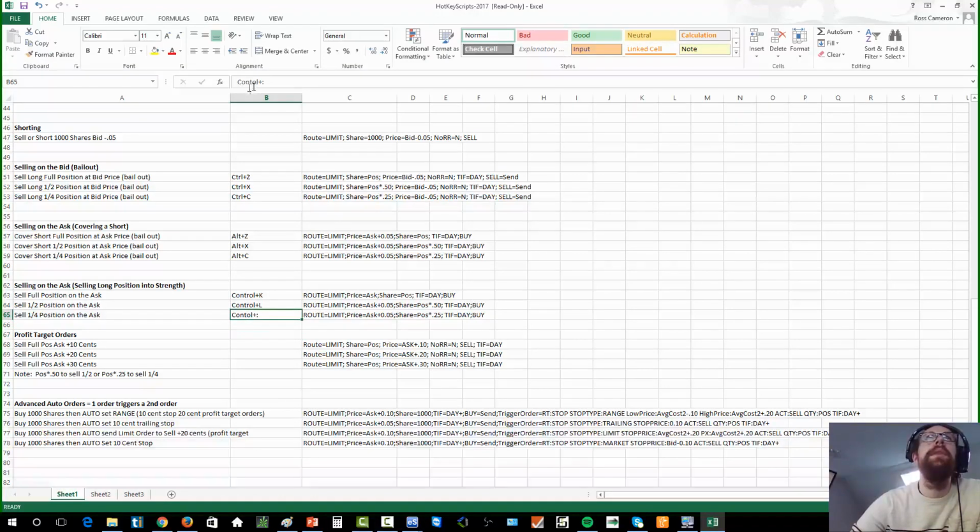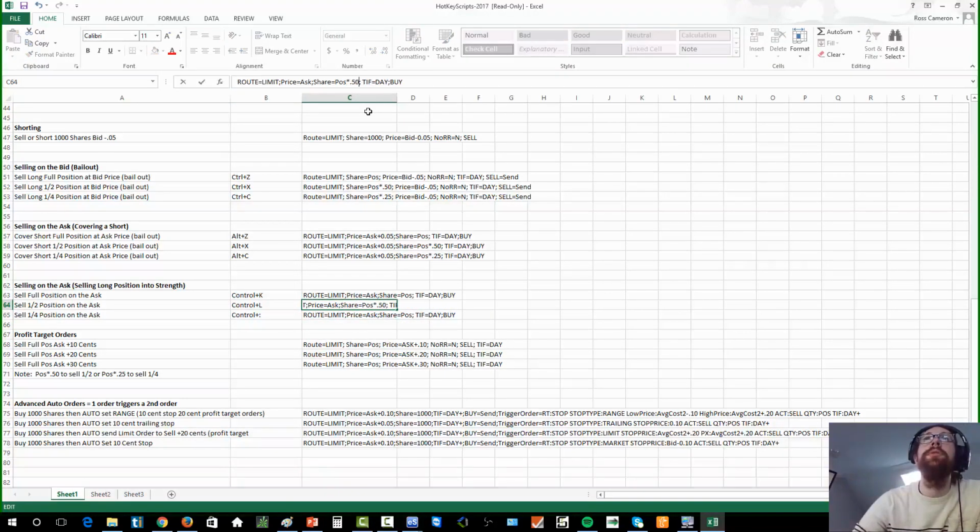Then I'm going to go over here and just say paste and paste. And so this one is position times 50% of your size, and this one is position times 25, and these are sell orders. Sell equals send, sell equals send, and sell equals send. All right, so I'll update those, but that's to sell on the ask into strength.